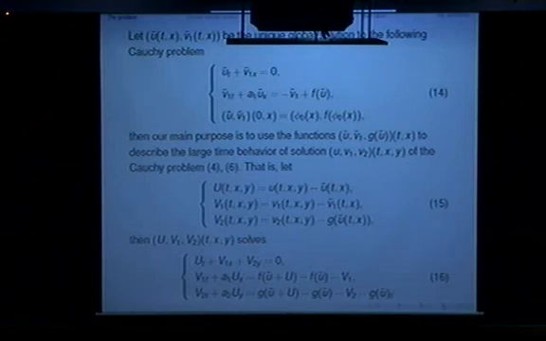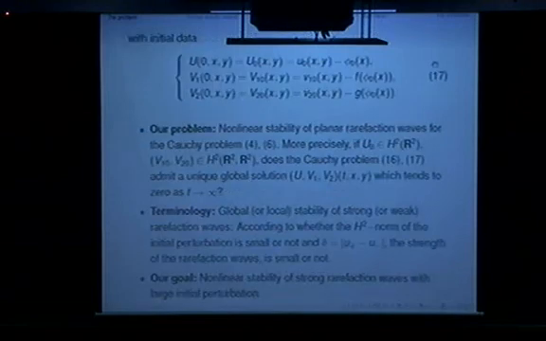Now we reformulate this problem as follows. We let the perturbation be capital U, capital Φ₁, and capital Φ₂. Since ū and v̄₁ satisfy these equations, we can show that the perturbations satisfy this problem, and the initial data becomes this one here. Then we can see that at the far fields, the initial perturbation tends to 0. So we can assume that the initial perturbation belongs to some Sobolev space.